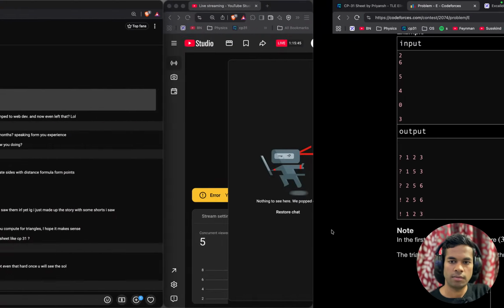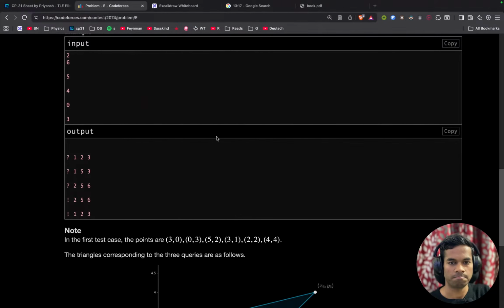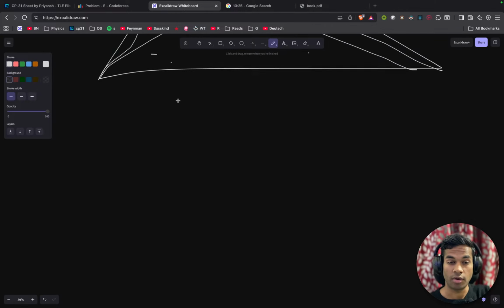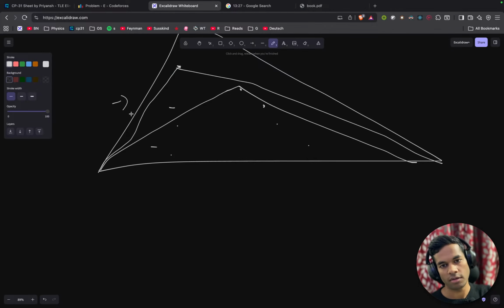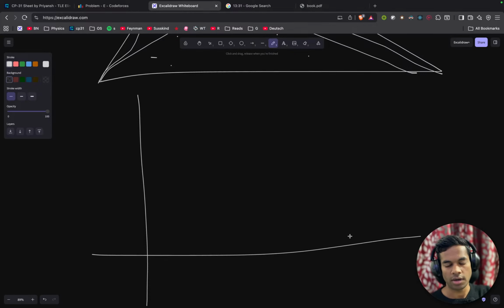And every pair or combination of 3 points is making a triangle. So for every x value there are not more than 1 point.